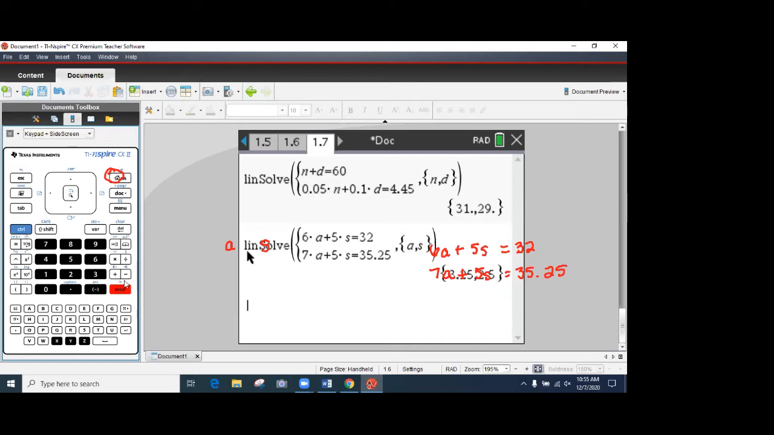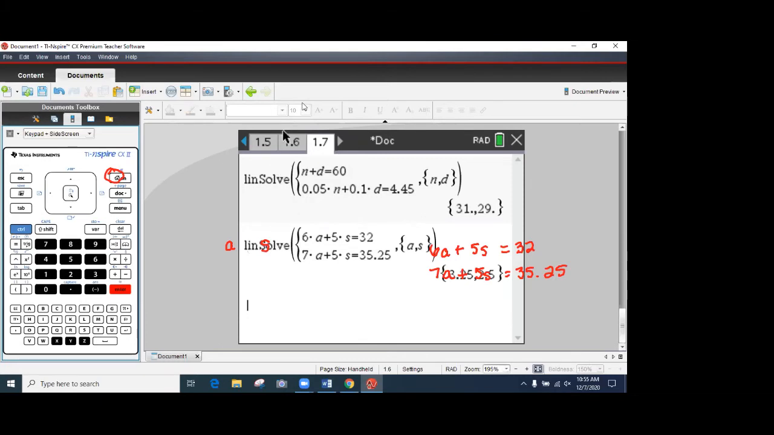Did you get it? Then we're typing in the two equations. 6A plus 5S equals 32. And then that bottom equation is 7A plus 5S equals 35.25.